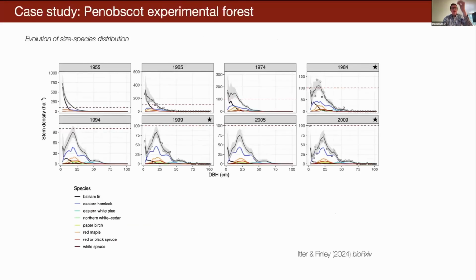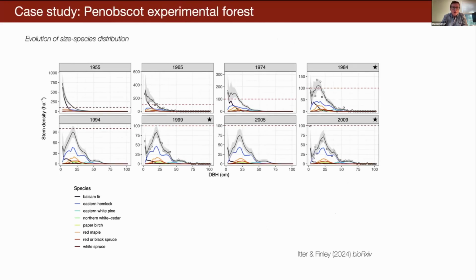So just to highlight some high-level results here. Effectively, with this modeling framework, what we're getting is predictions of the size species distribution for every time point, every year in our model period, regardless of whether we have an inventory observation or not. This is just a few select years in the model period.